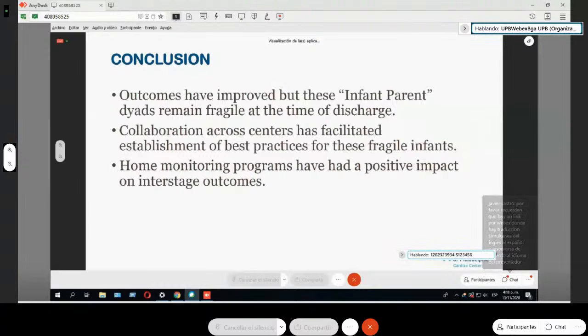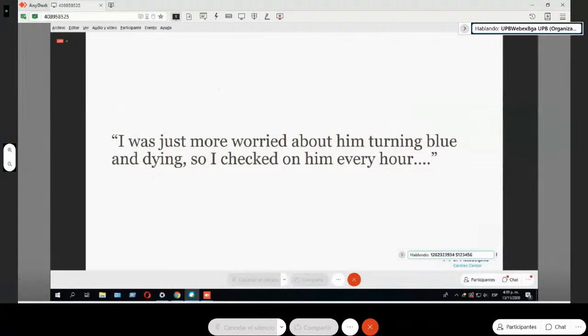En conclusión, entonces, los resultados han mejorado, pero estos binomios de padres e infantes aún siguen siendo frágiles al momento del alta. La colaboración entre los centros ha facilitado el establecimiento de mejores prácticas para estos infantes frágiles, y yo creo que es justo decir que los programas de monitoreo en casa han tenido un impacto positivo en los resultados interestadio.